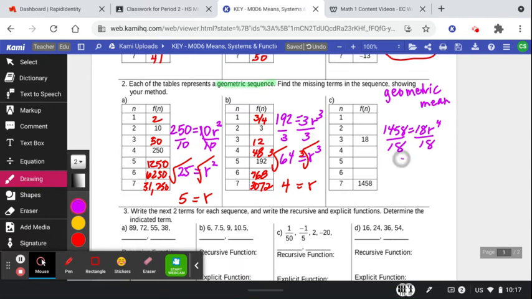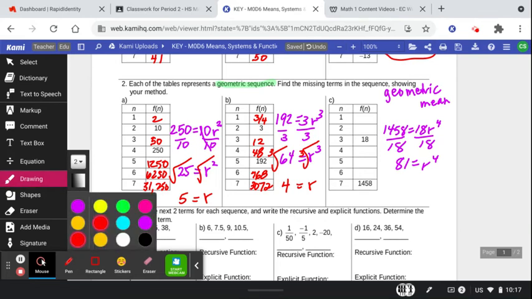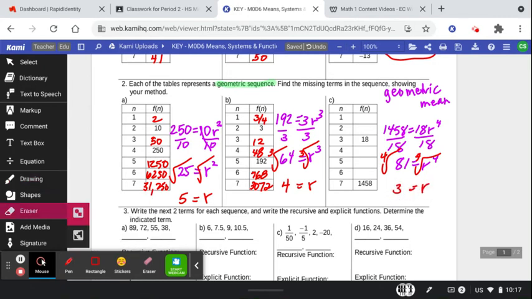I'm getting 81 is equal to r to the 4th. So picture it, right? R squared would be 9. So we're splitting up that 9 even further. We're going to get 3. How would I undo an r to the 4th on a calculator? You would take the 4th root of both sides, and that gives us 3.